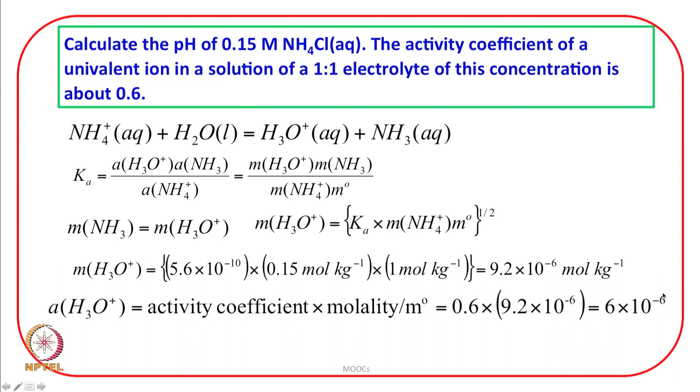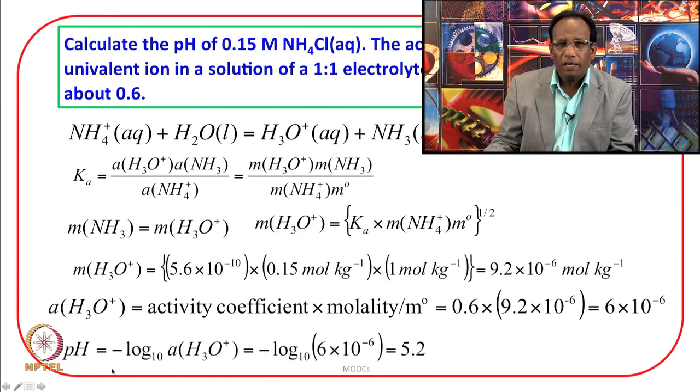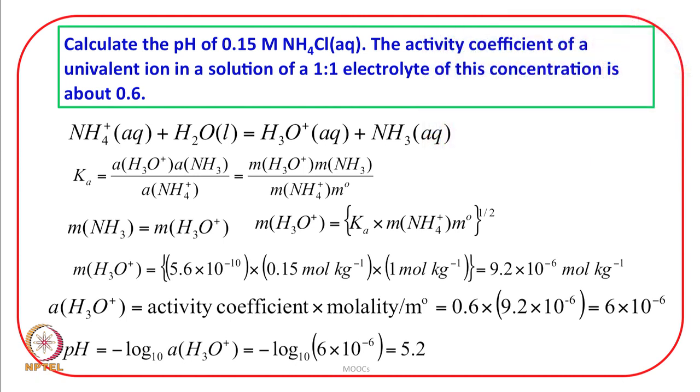And activity is equal to activity coefficient into molality by m naught. M naught is 1 mole per kg. Activity coefficient is 0.6 and molality is calculated as 9.2 into 10 to the power minus 6. The overall activity comes out to 6 into 10 to the power minus 6. Once you substitute this activity into the definition of pH, pH is minus logarithm of the activity of hydronium ion, which we just calculated, and by solving this you get an answer of 5.2. So, pH turns out to be 5.2.